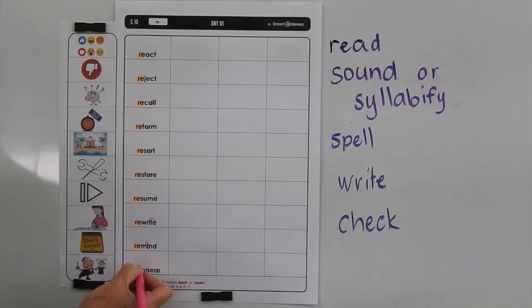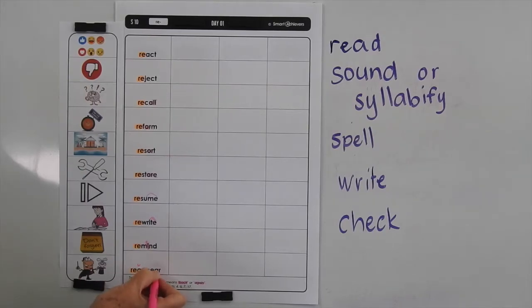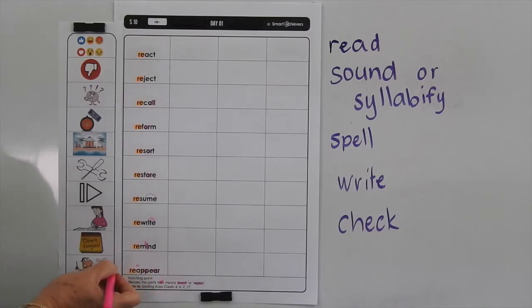Up here, this is a short vowel sound, so that's why we've got the double P, and then you've got the E plus the R on the end there. So we've got quite a bit in reappear.